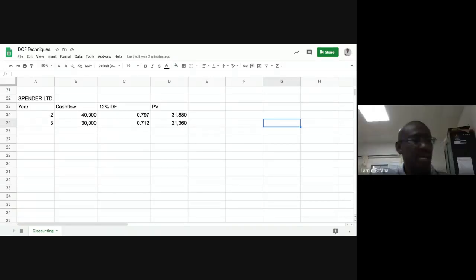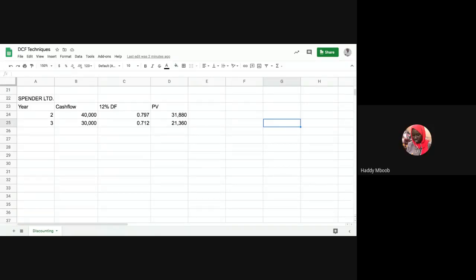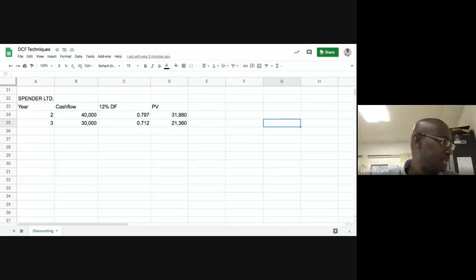Mr. Fofana, do we need to add the present values? Because I'm seeing in the handout this format, and it has here total present value. Yes, you need to add them.